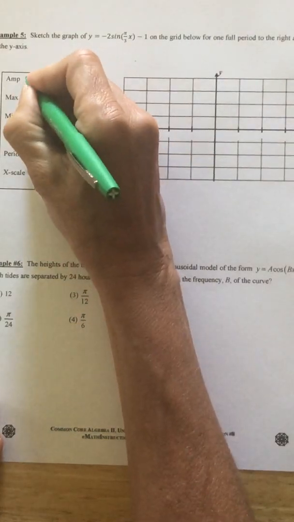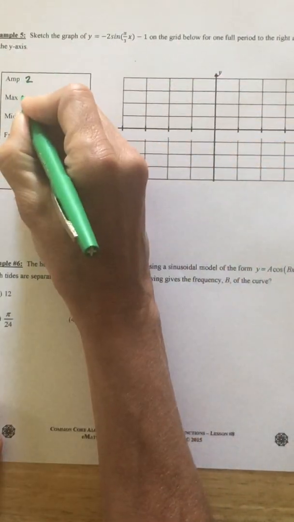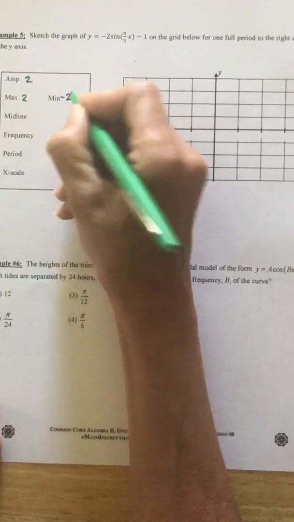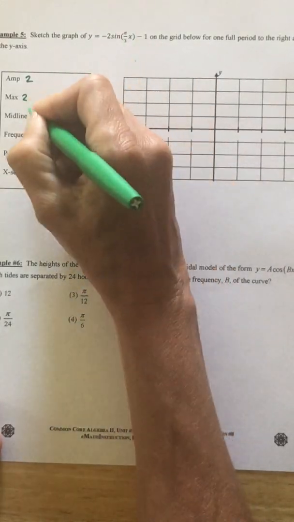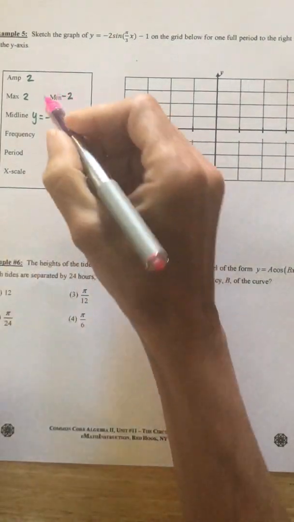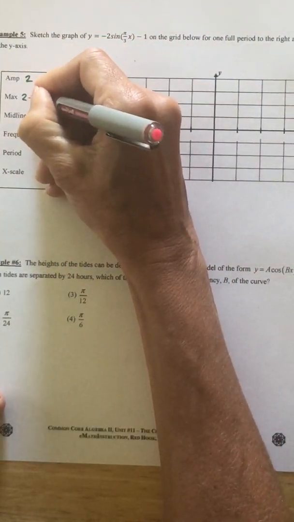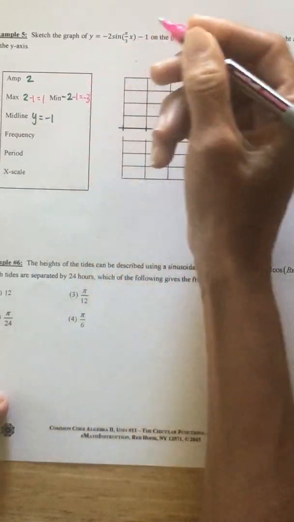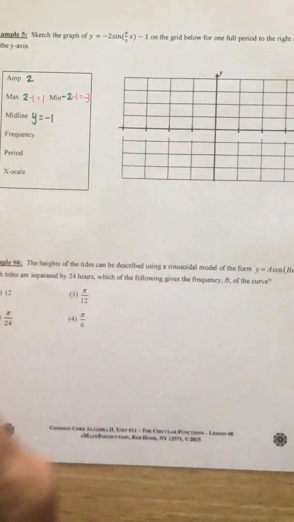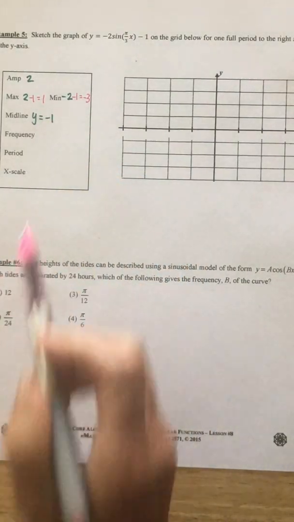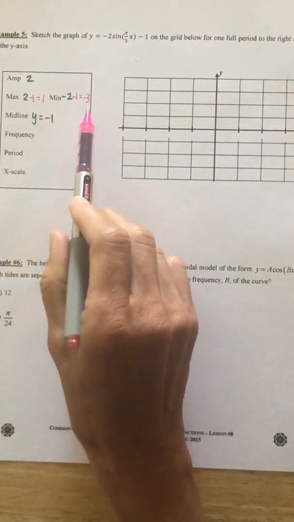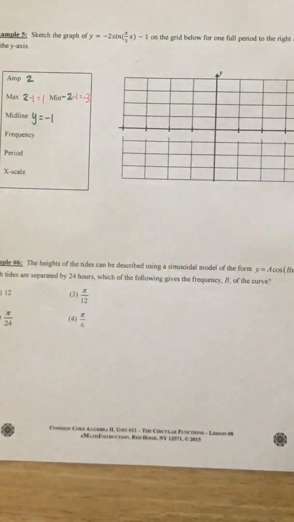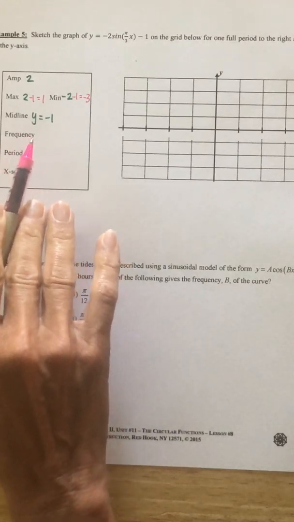Your amplitude is a positive 2. Our max is 2. Our min is negative 2. We do have a midline of y equals negative 1. That's going to impact our final max and min, which again, you're subtracting 1. So that's 1 here. You're subtracting 1. That gives you a negative 3 here. That just kind of is a check. You know after you graph it that your maximum was a positive 1 and your minimum was a negative 3. Okay, that's kind of like, oh yeah, that makes a lot of sense. All right, your midline is negative 1.